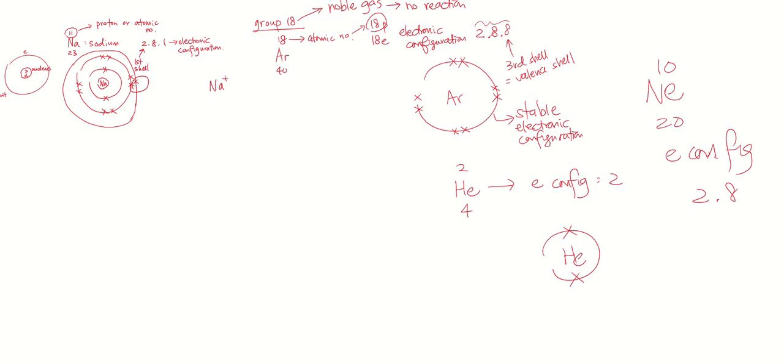So all of them are stable. And all of them would want to be stable like the group. That is the whole purpose. If they don't give or take electrons, nothing will happen. There will be no chemical reaction.